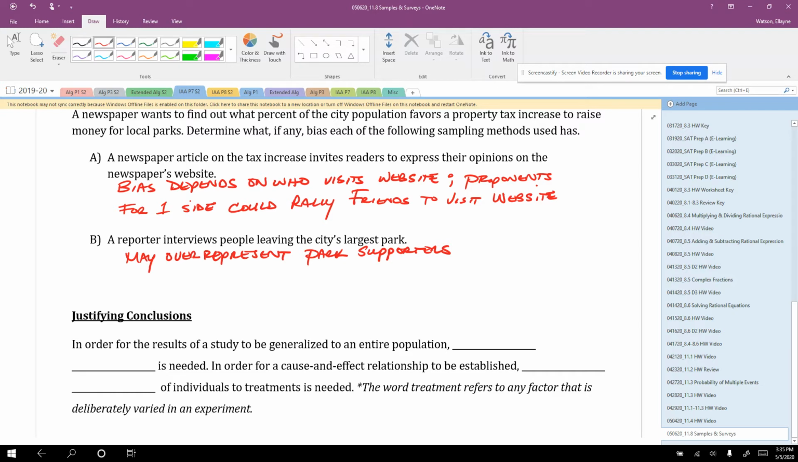So the bias here is that you may overrepresent park supporters, okay, because of the location. And I'll put a note there because of the location of the interview. So if you're thinking, well, what's a better option? Well, go to somewhere that's a public place, but doesn't have to do with the topic of park. So maybe go to the grocery store, right? People there have an opinion, they're invested in the city, but you don't know right away just from being in a grocery store whether or not you're in favor of parks.